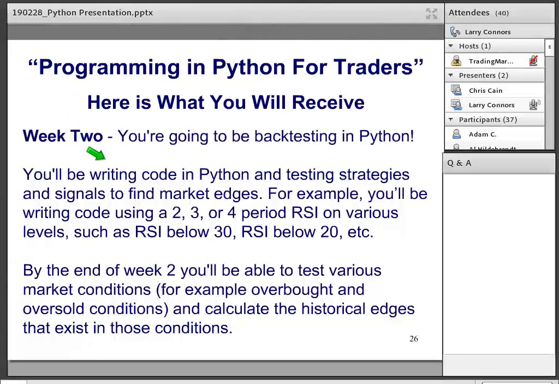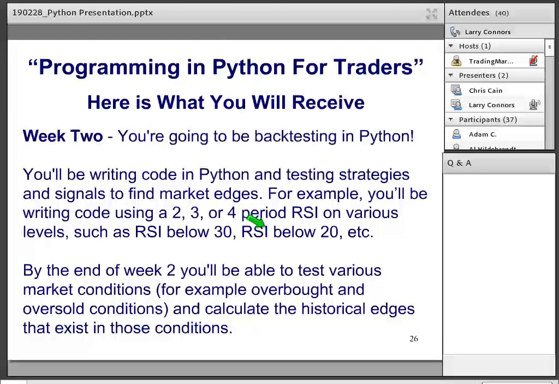Week number 2, you're actually going to be backtesting in Python, okay? What you're going to be doing is writing code in Python and testing strategies and signals to find market edges. So for example, again, we're going to take something very basic here. What you'll be able to do is write code using a 2-period RSI or a 3-period RSI or 4-period RSI. You can use all the RSIs, it's up to yourself. And you can do it on various levels.